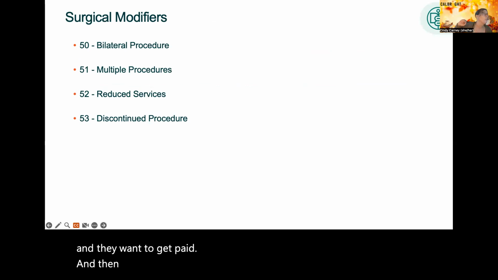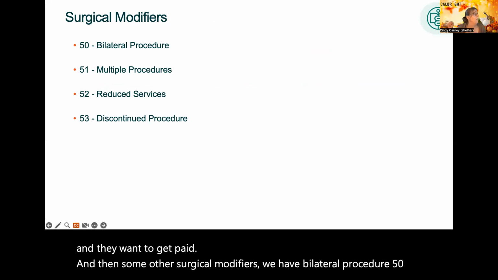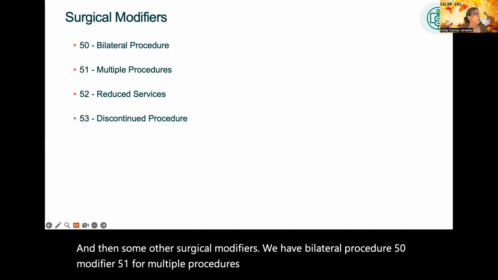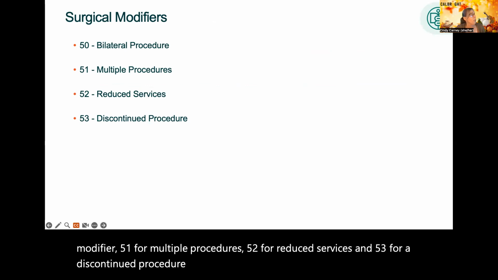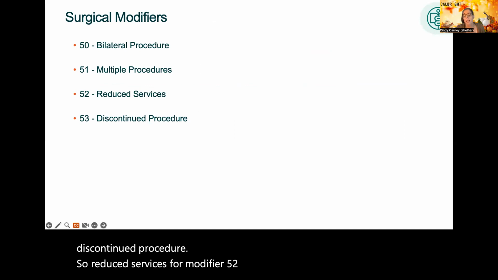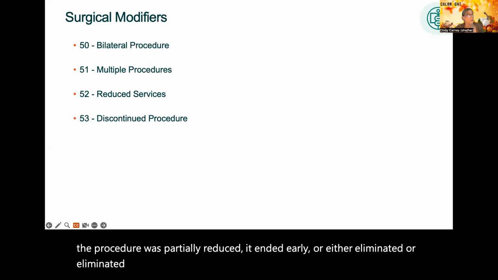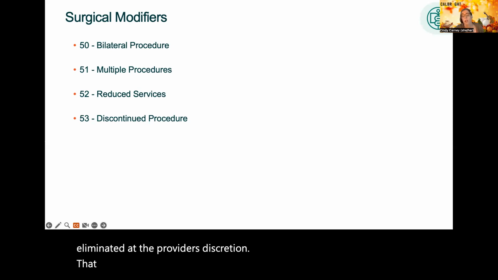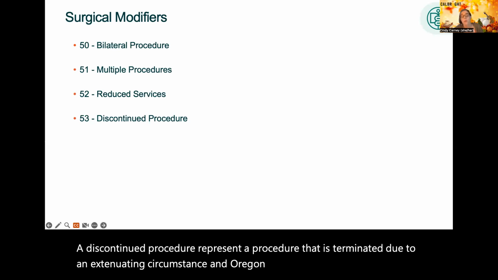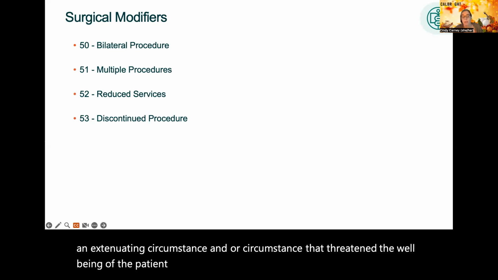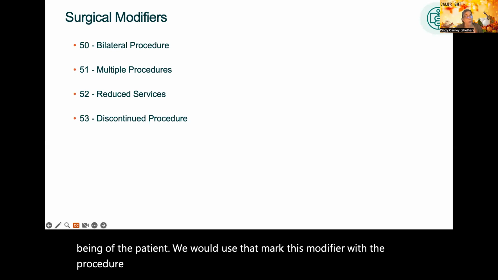And then some other surgical modifiers. We have bilateral procedure or 50 modifier, 51 for multiple procedures, 52 for reduced services, and 53 for a discontinued procedure. So reduced services for modifier 52, this is to indicate something within the procedure was partially reduced, it ended early, or it was eliminated at the provider's discretion. A discontinued procedure represents a procedure that is terminated due to an extenuating circumstance and/or circumstance that threatened the well-being of the patient. We would use this modifier with the procedure code and bill it to the insurance.